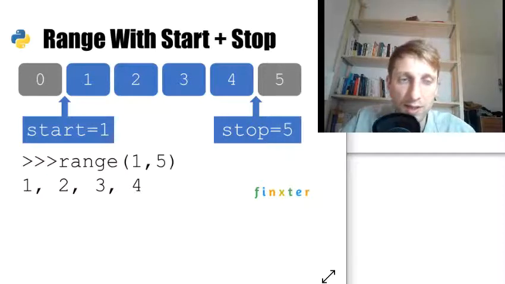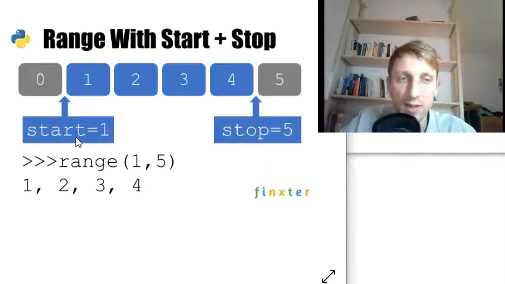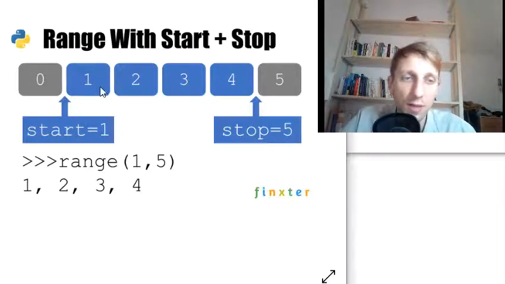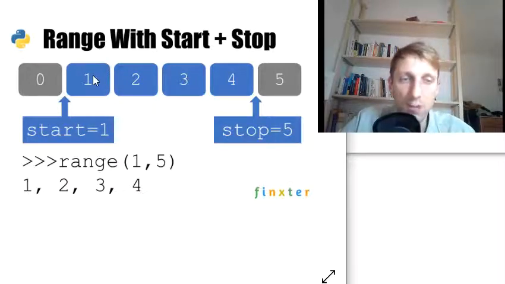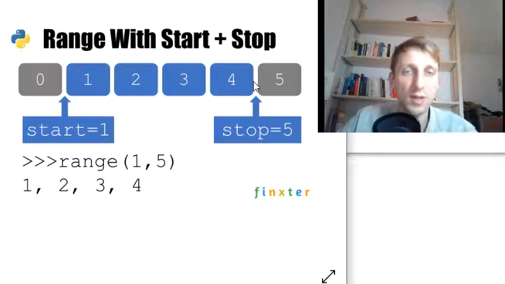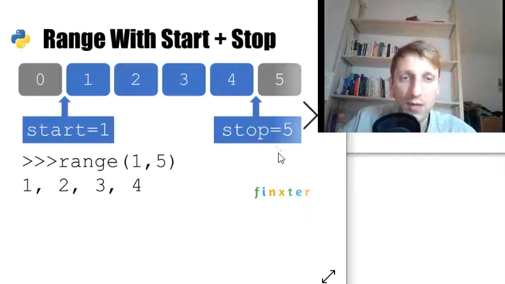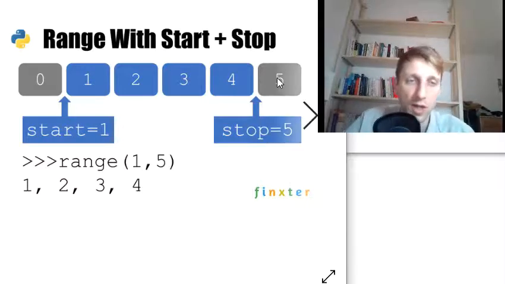You can see this example here. Now we pass 1 and 5 into the range function. 1 is taken as the start value, so it starts with the element at index 1 from this virtual list that we have. We increment the subsequent values by 1, because the default step size is 1, and we go until we reach the stop value of 5, but this is excluded, so 5 will not be included in the range.